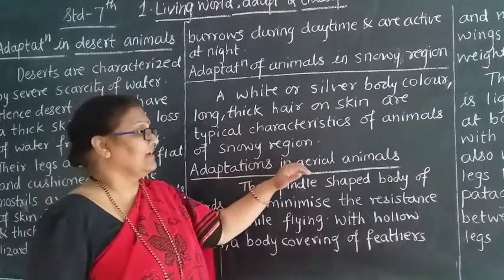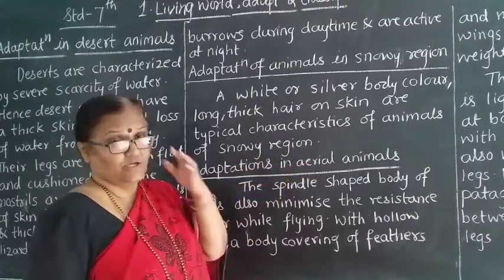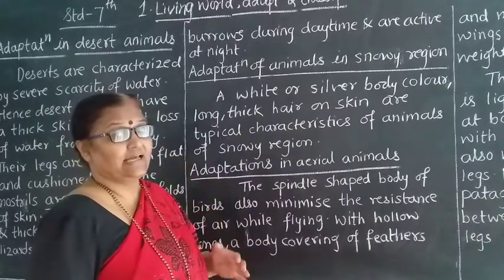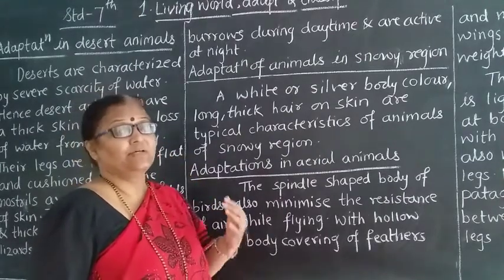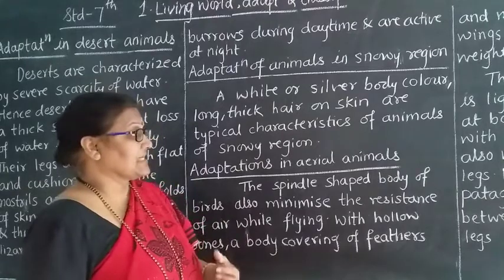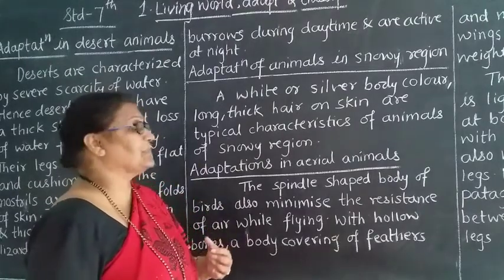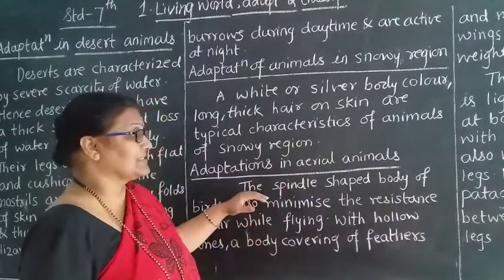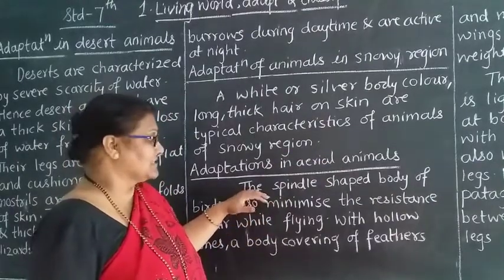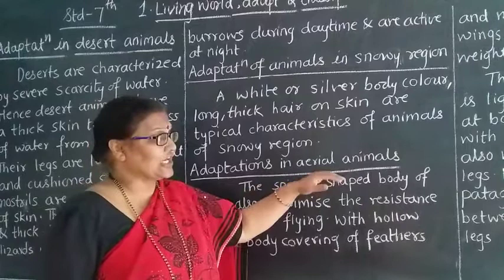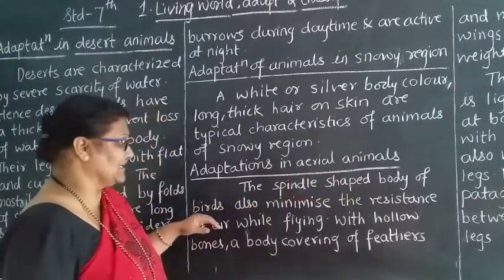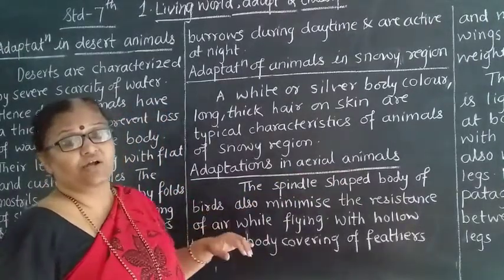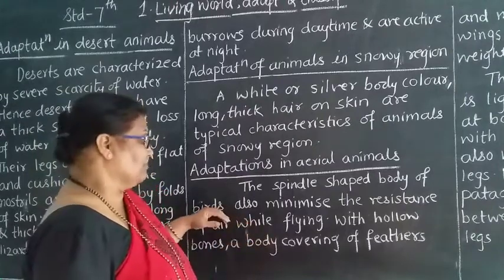Adaptations in the aerial animals. Now what do you mean by aerial animals? We know that some birds are flying. These birds are called aerial animals, or you can say aerial birds. They have a spindle shaped body, which is the body of a bird.